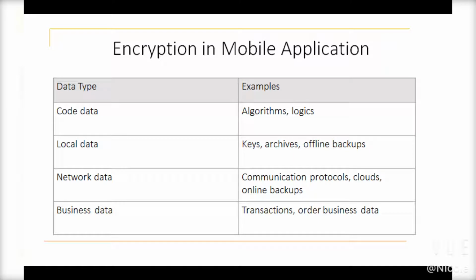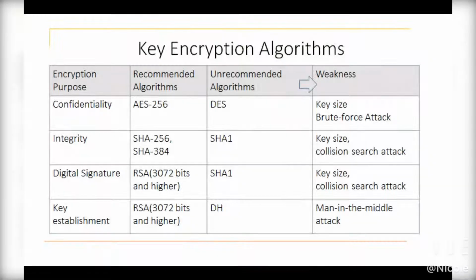When talking about security issues when developing mobile applications, there are various kinds of data we need to keep in mind. Here we categorize them into four groups. The first is code data, which mainly has the algorithms and logic. The second is local data, which stores keys, archives, and offline backups. Then the network data, which has the communication protocols, clouds, and online backups. And the last is business data, which stores transactions and other business information. Among all this data, keys are among the most important information that needs to be encrypted to secure mobile application use.